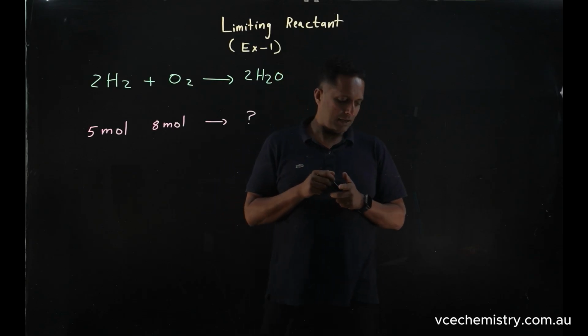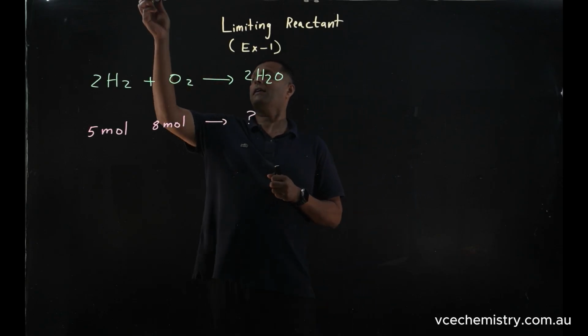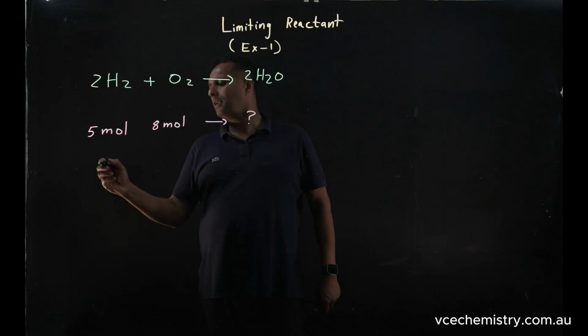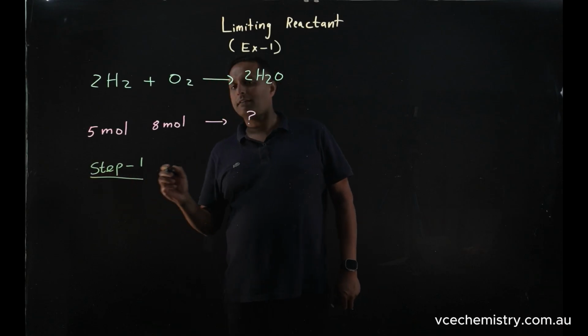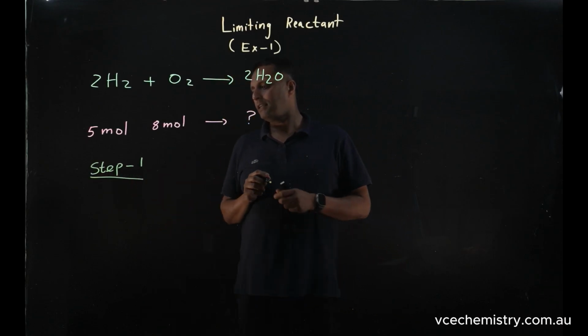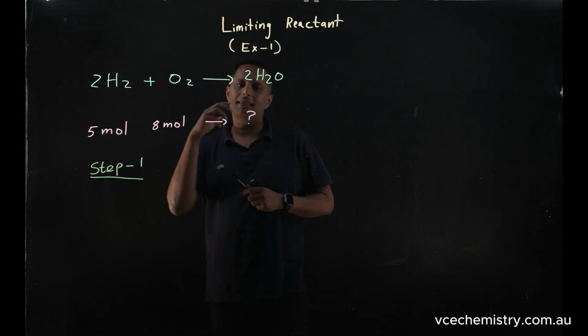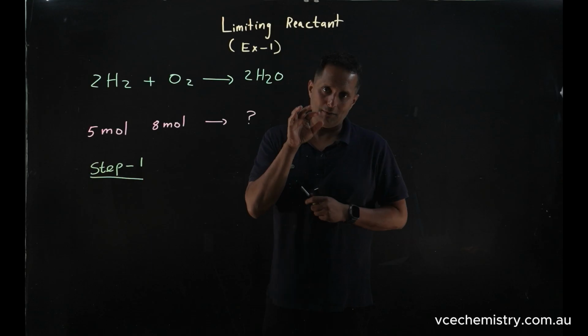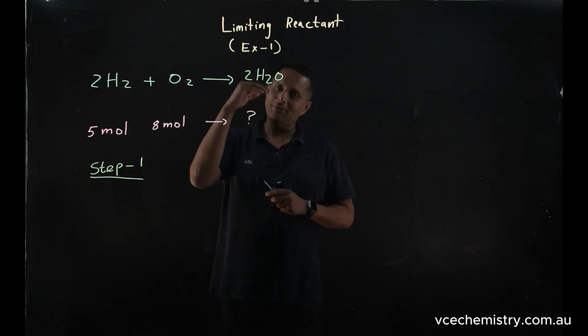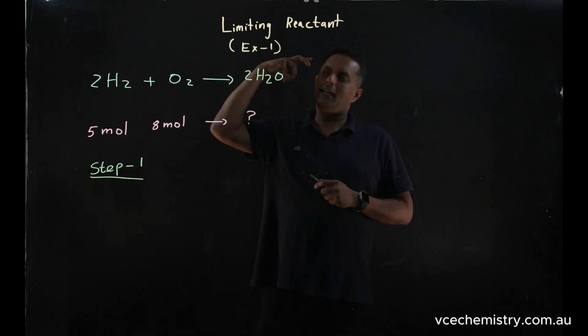All right, step number 1. Now let's look at those steps. What is step number 1? Find the limiting reagent. Write that down. To find the limiting reagent and the number of moles of limiting reagent, just finding it is not going to be helpful. You have to use the number of moles of the limiting reagent.